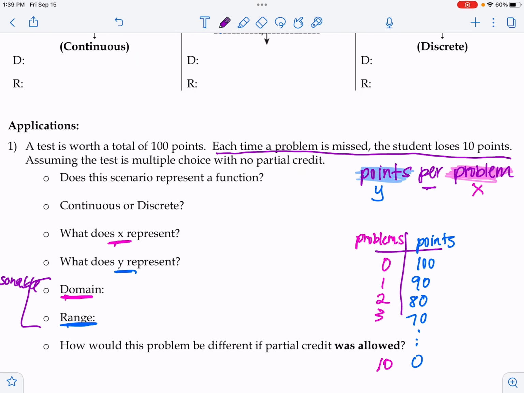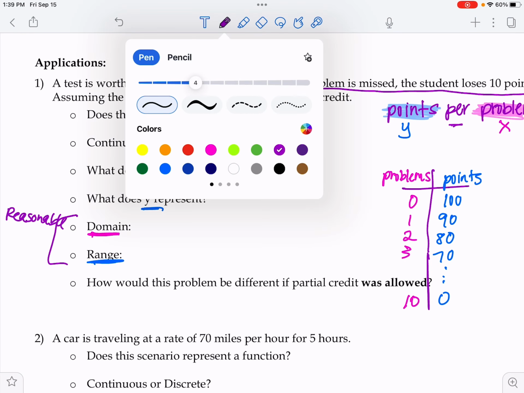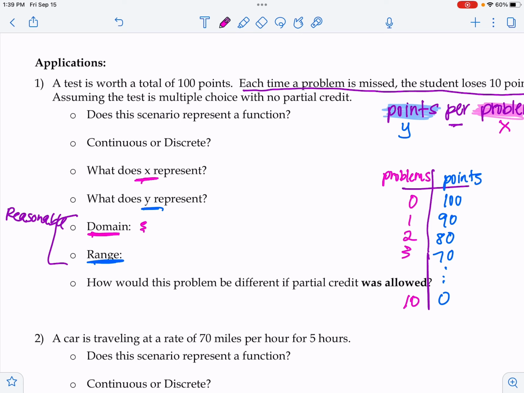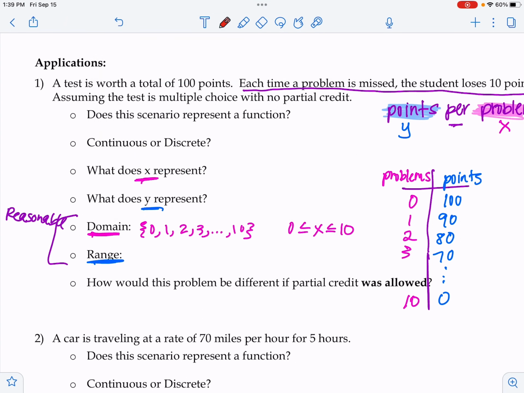And then that's everything we need to be able to figure out the domain. So a reasonable domain would be 0 problems, 1 problem, 2 problems, 3 problems, all the way to 10 problems. It doesn't make sense to miss more than 10 because then I would have a negative score. And so this would be the reasonable domain. An option on the test would have 0 to 10 using inequalities. You don't want to pick that choice.